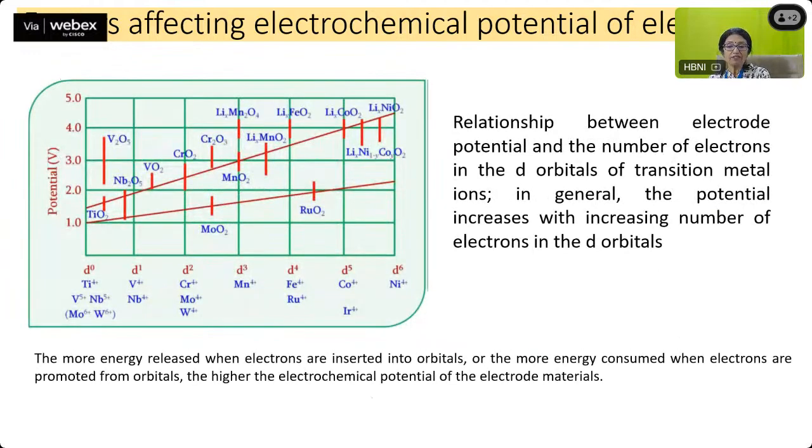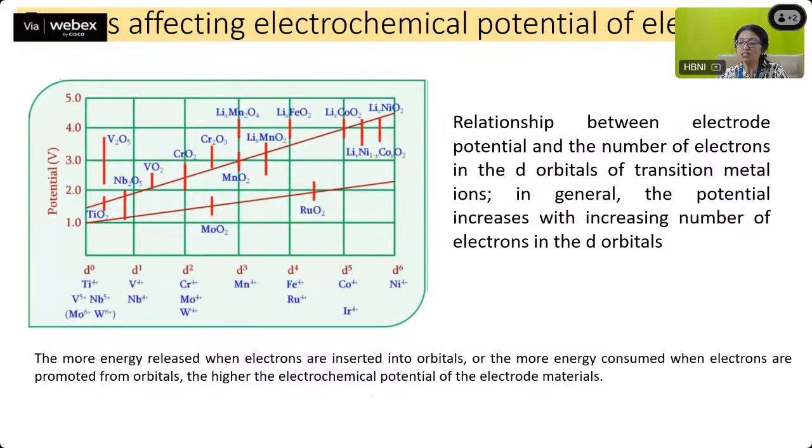Then you also have dependence on the number of electrons in the d orbital of the transition metal. Like, you are using cobalt, right? So it has a number of d electrons. Like cobalt, if it is in a 4+ state, you have d5. If cobalt is in a 3+ state, you have 6 d electrons.